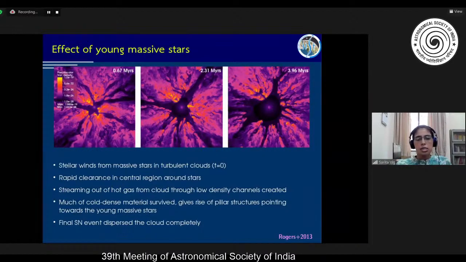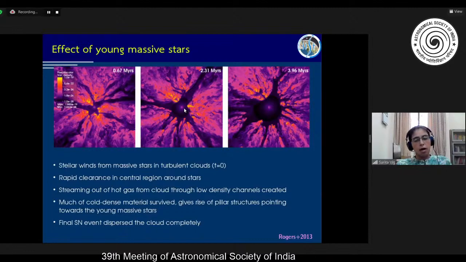So what is seen is, as you can see, the timestamps are given here. This is the column density. What one sees is that there is a rapid clearance in the central region around the stars, and it leads to the formation of low density channels through which the hot gas streams out. And most of the cold dense material survives, and it gives rise to these pillar-like structures which point towards these O stars. And this is what they found as the effect of the stellar winds alone from these massive stars.